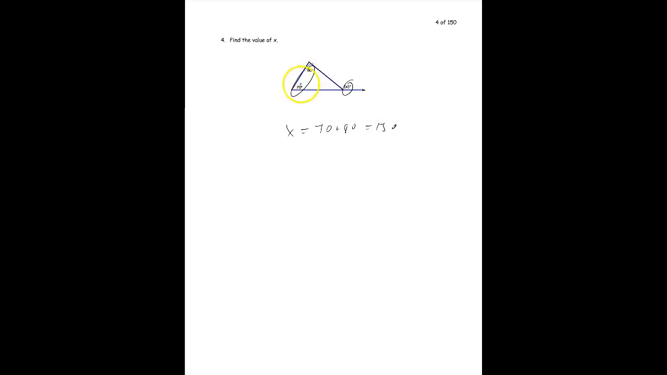Or if you want to reason through this, we know that the 3 angles of a triangle have to add up to 180. If these 2 here add up to 70, we know that this angle has to be 30. And then 30 and x form a linear pair, or supplements. So we could just find x here by taking 180 minus 30, which also gives us 150 degrees.